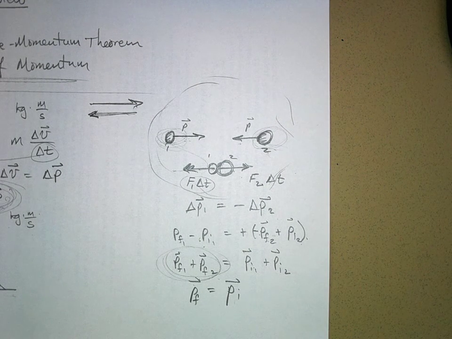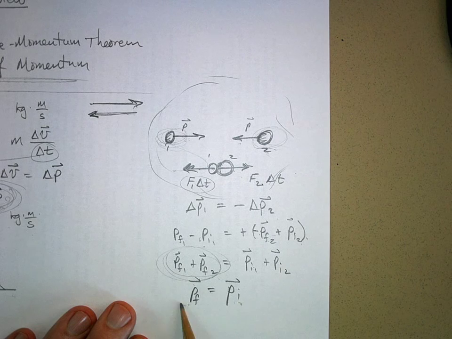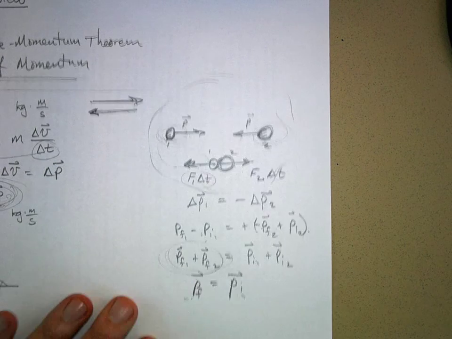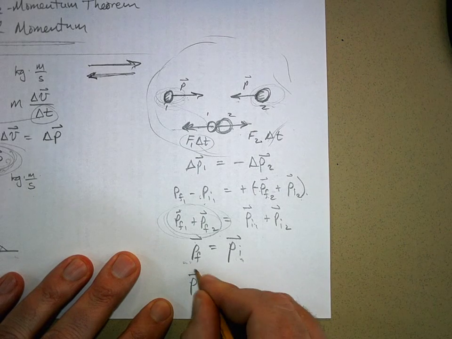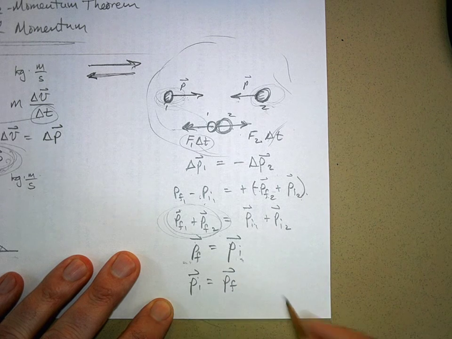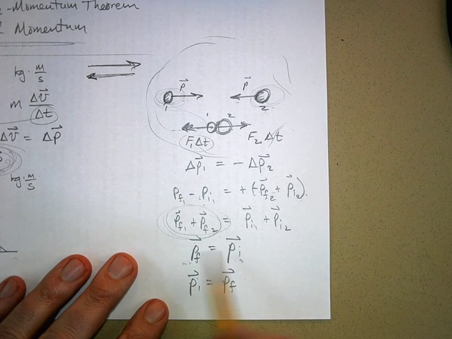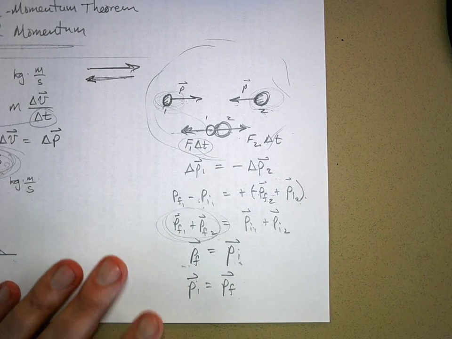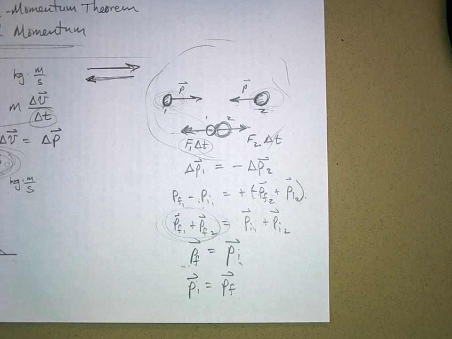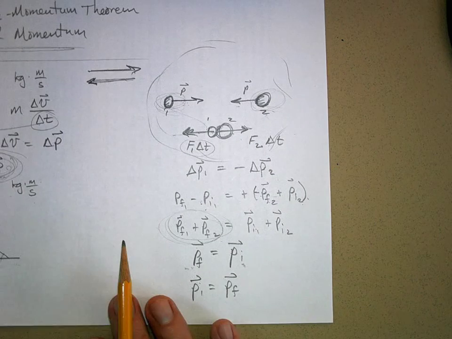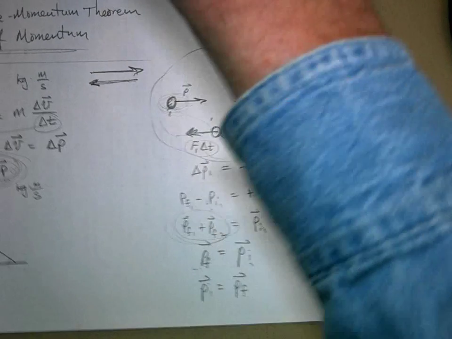And you will have a collision problem, or a couple of collision problems, where this is where you start. It doesn't matter. You can start off with initial momentum equals final momentum. Just switch the order of this, doesn't matter. And you can use that to solve problems.